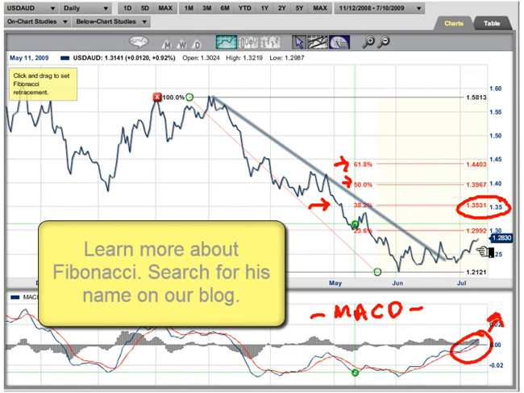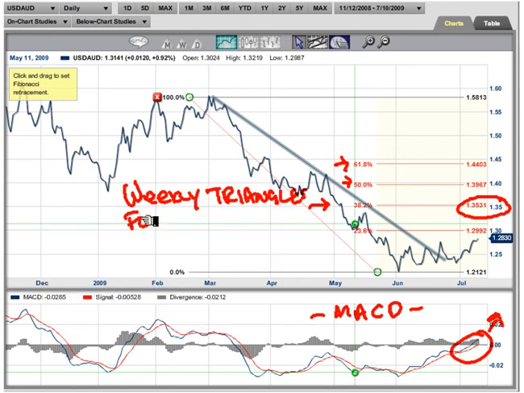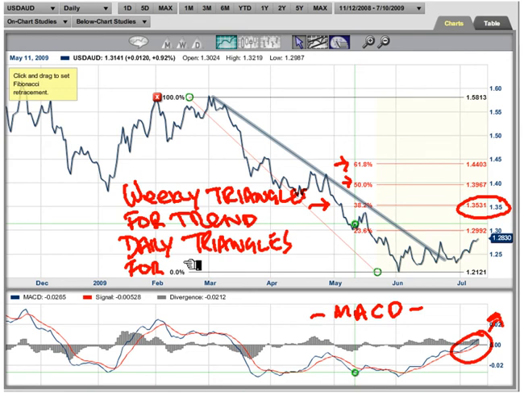And also, we're going to put our triangles in here as well. Our trade triangles do very well in the currencies, and what we're looking at with trade triangles is you want to look at the weekly trade triangles for trend, and you want to use the daily for timing. Okay, so once again, weekly for trend, that would be the big move down here, and daily for timing, that would be something like we're seeing here.